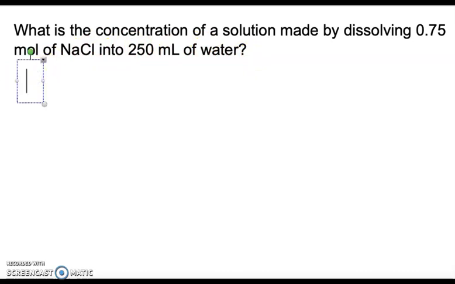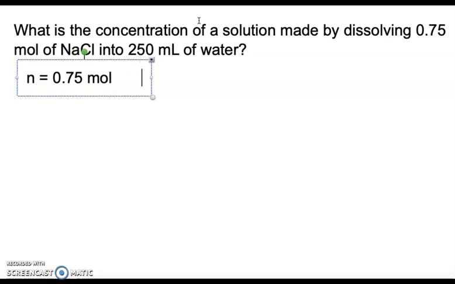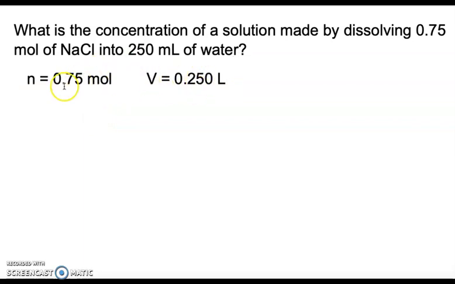We've been told how many moles. We were told that we had 0.75 moles. So we know that n, because that's the symbol for moles, is equal to 0.75 moles. The other thing we've been given is the volume. We were told it was 250 mL of water. You're going to find in chemistry we almost always want liters. So to convert milliliters to liters, we divide by 1,000. So we have our two givens here of 0.75 moles and 0.25 liters.